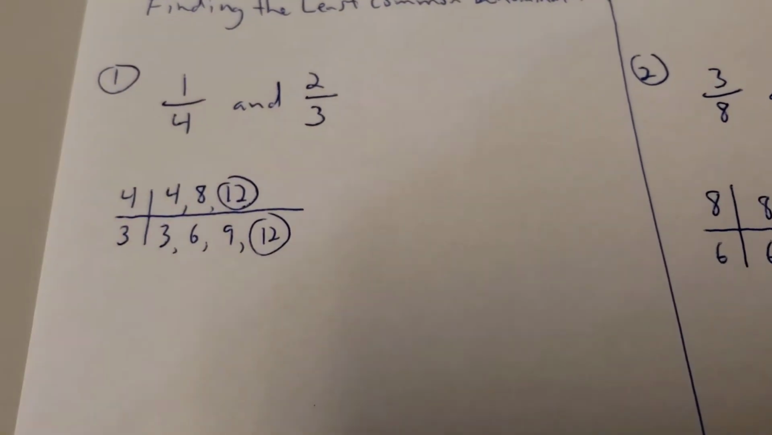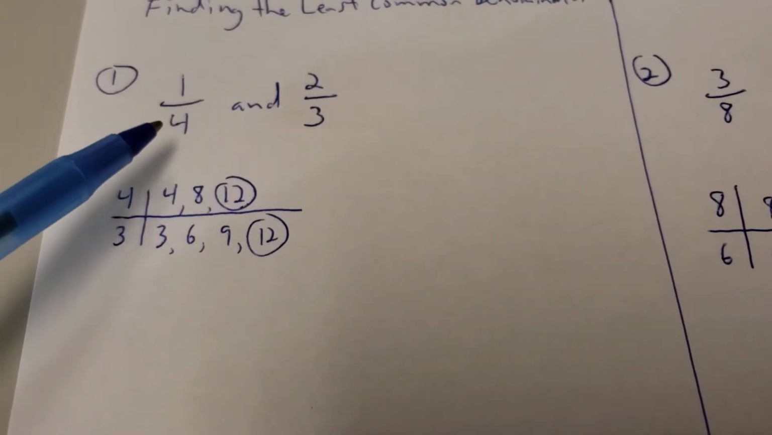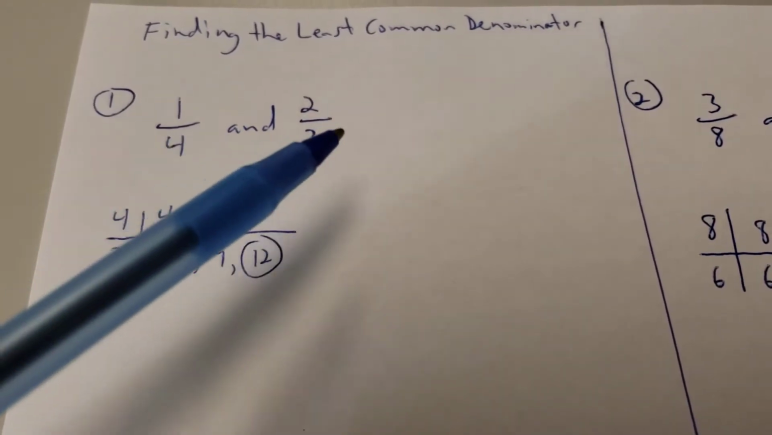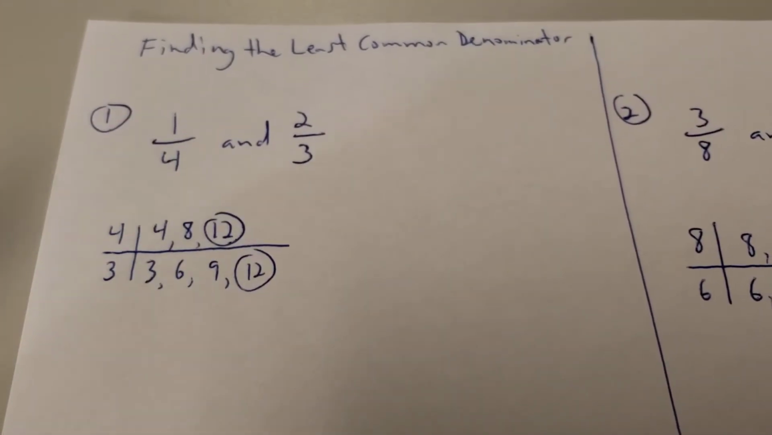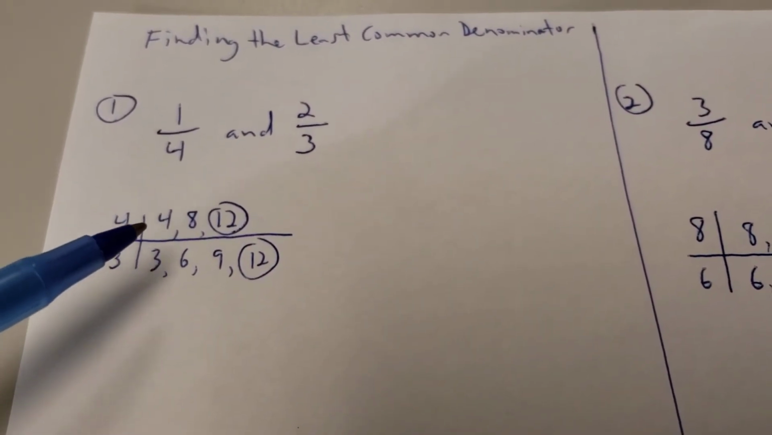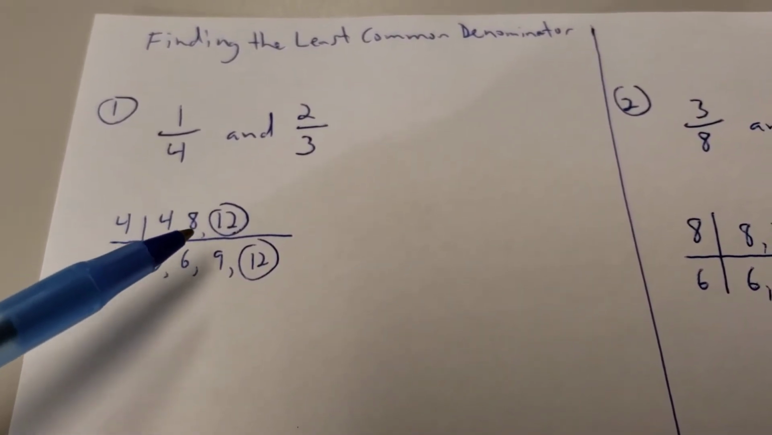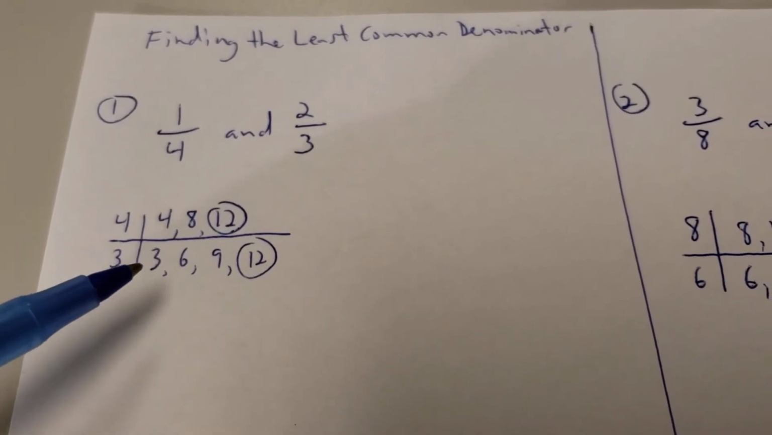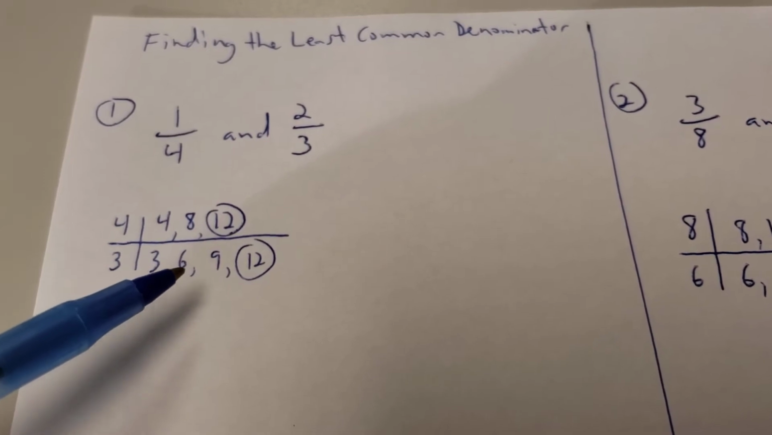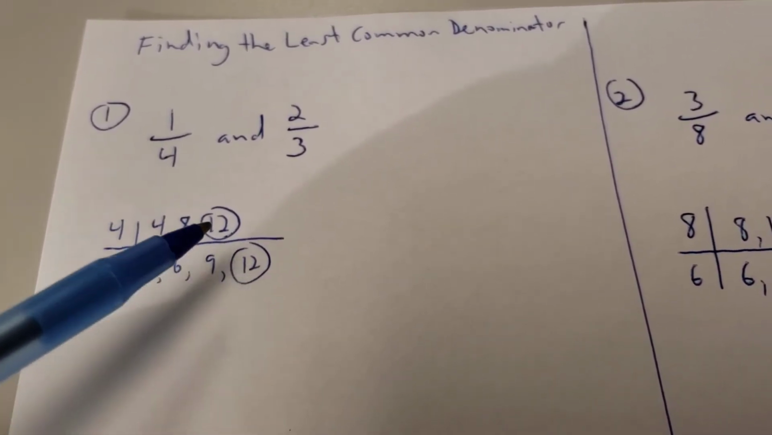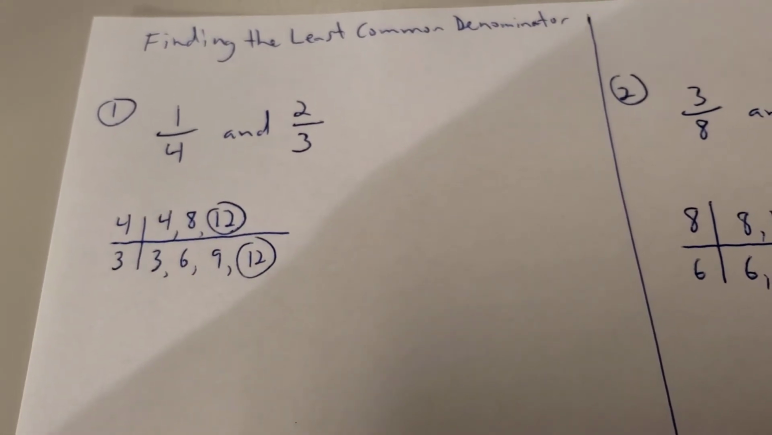So for example, number 1 here, if I'm trying to find the least common denominator between 1/4 and 2/3, a 4 and a 3 are my denominators. So what I'll do is list out the multiples of 4 and 3 until I find a match. So I'll look at my 4s. 4 times 1 is 4, 4 times 2 is 8, 4 times 3 is 12. And then go down to your 3s. 3 times 1 is 3, 3 times 2 is 6, 3 times 3 is 9, 3 times 4 is 12. Right there's my match. I circle it. And I found the common denominator is going to be 12 between 4 and 3.